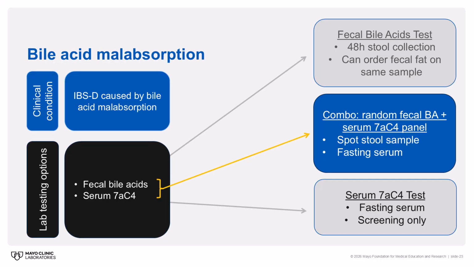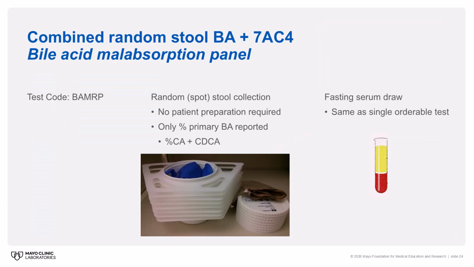The panel test coming soon will incorporate a random fecal bile acid sample plus the serum 7-alpha-C4. It will require 2 samples to be submitted, a random or spot stool collection. What's nice about this option is that no patient preparation is required. So no high-fat diet and no long-term collection. But it's important to know that only the % of primary bile acid will be reported on this sample.